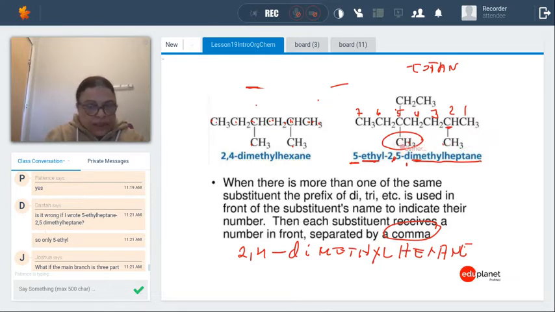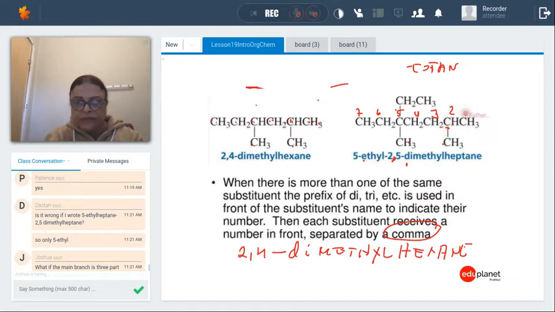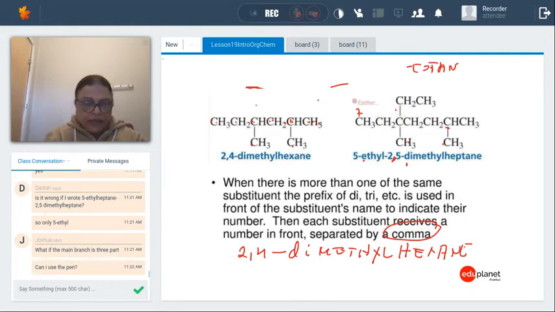What if the main branch is 3-part? What do you mean? What if the main branch is 3-part? If the main branch... Sure? Joshua, here is the pen. Tell me what you mean.